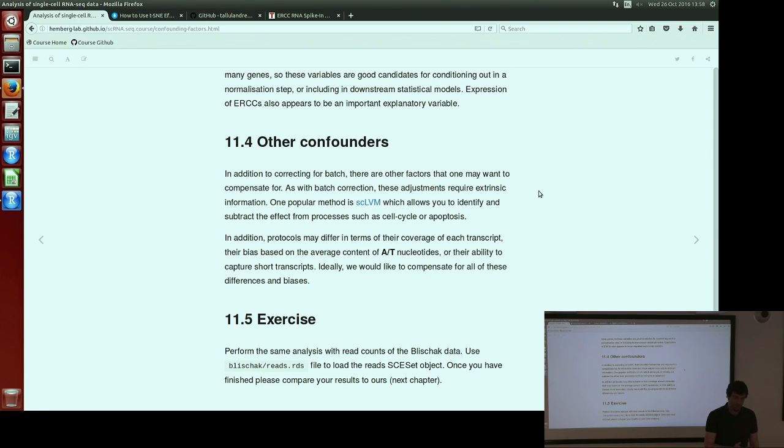Different protocols differ in how they process the RNA, amplify it, and so on. And the different protocols might differ in terms of their coverage of each transcript, bias towards AT or GC content, their ability to capture short transcripts and things like this. And these potentially also introduce other biases or other batch effects that could differ between times when we've processed our cells, or otherwise just introduce variability that we're not specifically interested in, that just comes along as nuisance and that we might want to account for.